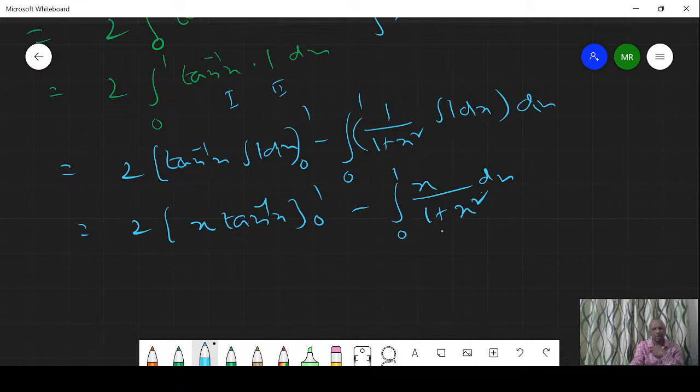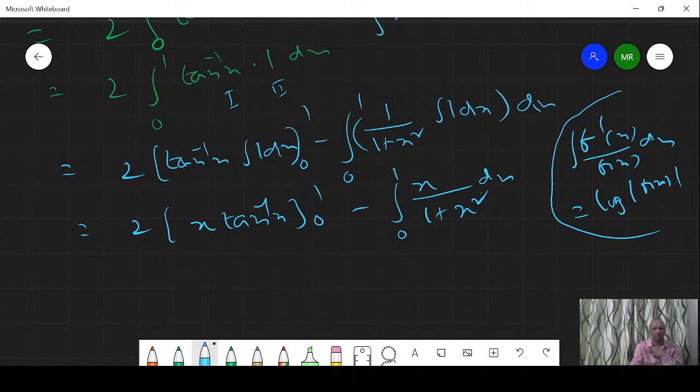The derivative of 1 plus x square is 2x, so I can make it 1 by 2 times 2x. Because we know that the integral of f dash x by f of x dx is log mod f of x plus c. Since this is a definite integral, plus c is not required here.